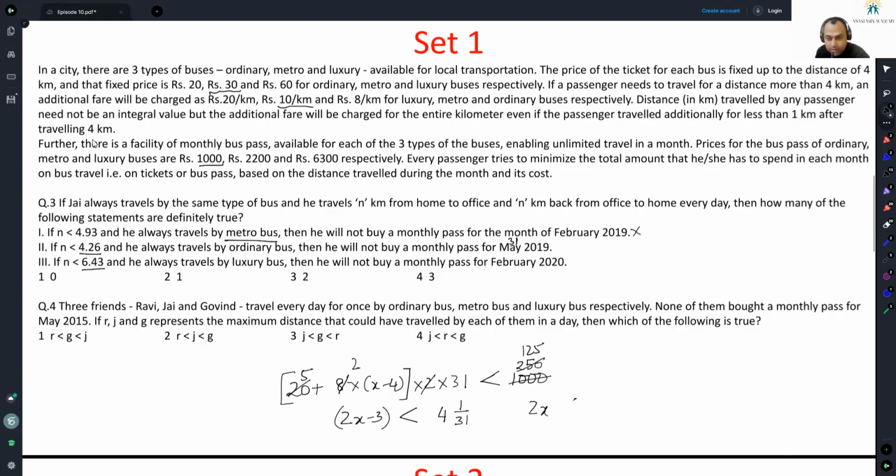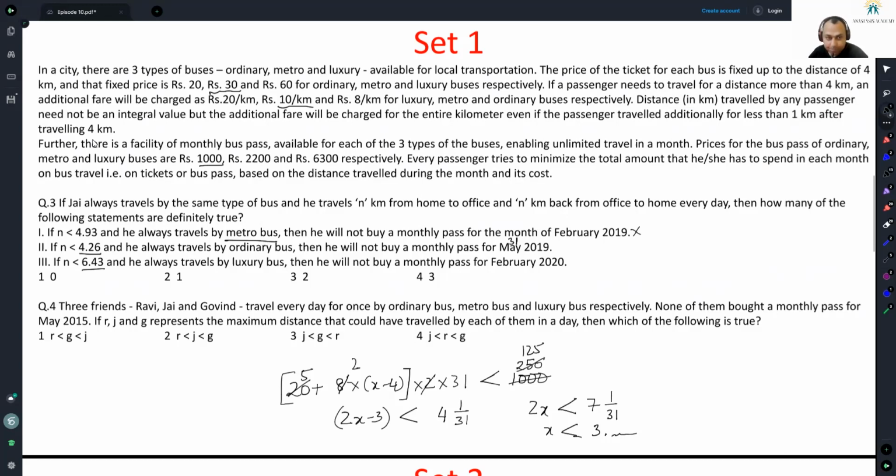So 2x is less than equal to 7 whole 1 by 31, or x is less than 3 point something something. Now see, x is less than 3 point something something. Even then he will buy a monthly pass. Even then he should buy. Let's say x was equal to this, whatever value we get, 7 whole 1 by 62, or sorry, 3 whole something by 62. Even then he should buy a monthly pass.